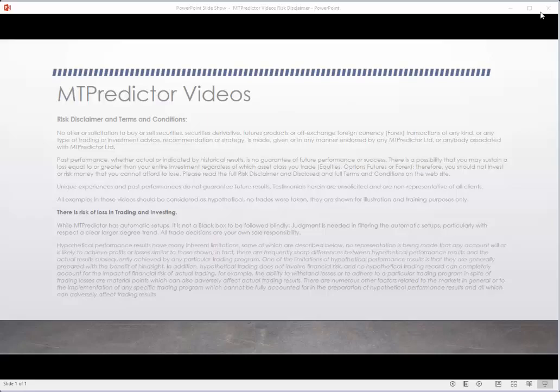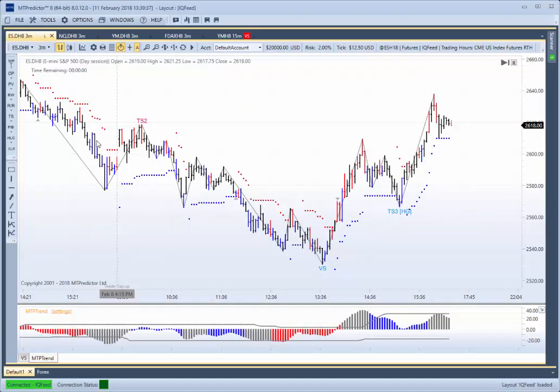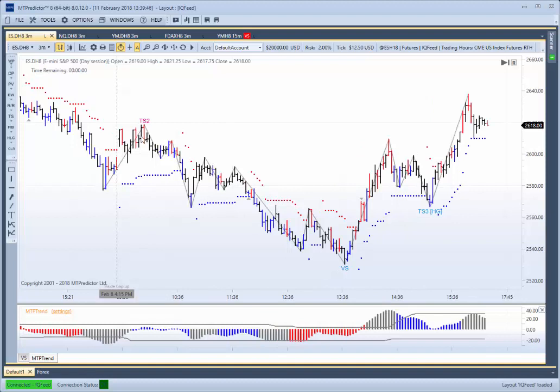Right, let's move forward now. Let's have a look at the ES. And this is what unfolded on Friday the 9th of February. The market carried on down, so as we normally do, we go to the higher time frame charts.